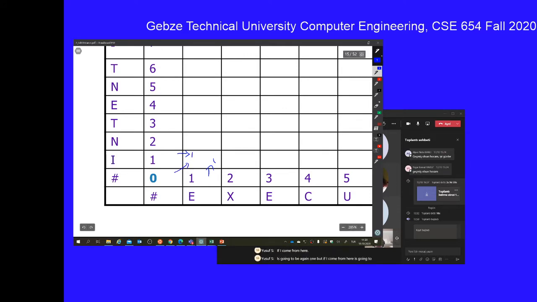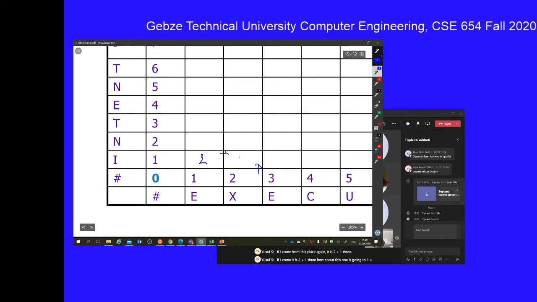Why? Because these two are different, so it doesn't matter where I come from. These are all 2's. So 2 is the cost of converting an I to an E. Let's look at this one. If I come from this place, again it is 2 plus 1, 3. If I come from here, it is 2 plus 1, 3. How about this one? Is it 1 plus 2, right? Again, this is 3. And it goes like that.